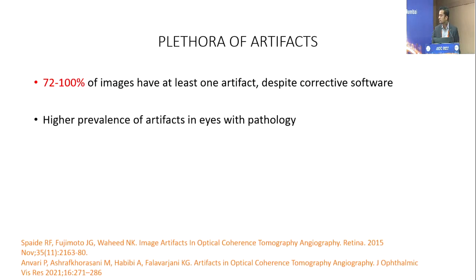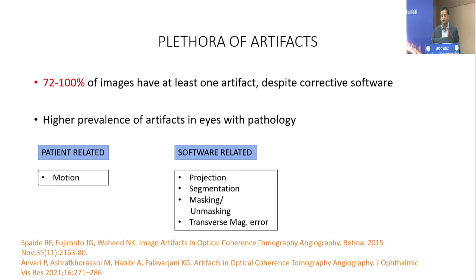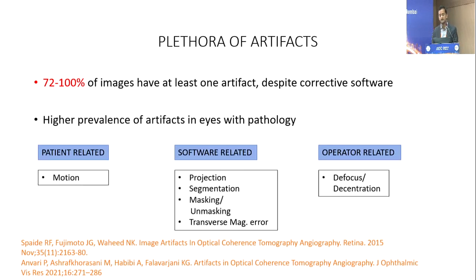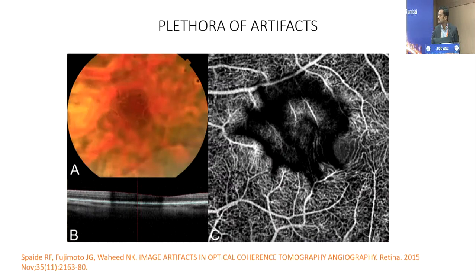So I'll come to a few artifacts which we see in the recent publications. It has been shown that up to 100% of the cases will have at least one artifact, which can be either patient related, software related, or operator related. The most common artifacts which we see are, one, the loss of contrast. In this image there was a vitreous opacity in the center, which can erroneously be interpreted as a flow void area.